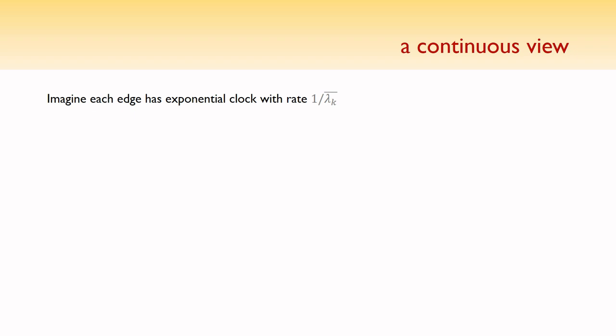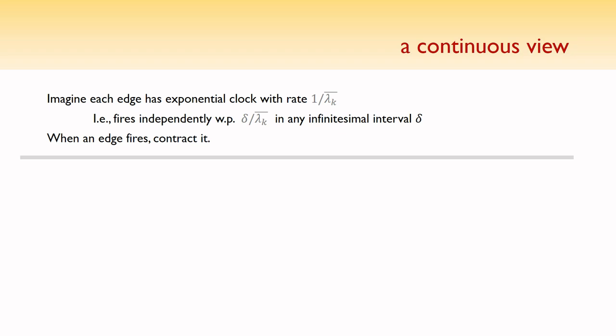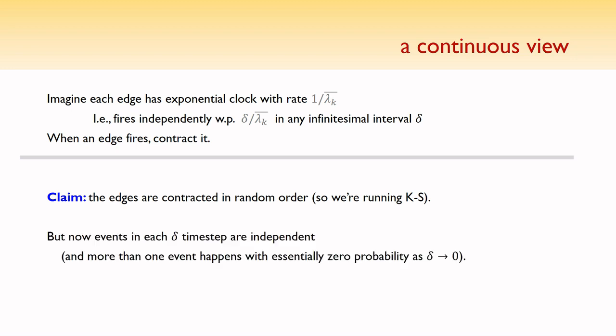Okay, so from now on, it'll be more useful to consider the Karger-Stein contraction algorithm from a more continuous perspective. Here, imagine each edge has its own independent exponential clock with rate 1 over lambda k bar. In other words, it fires independently with probability delta over lambda k bar, for each interval delta, where delta is a small number going to 0. When an edge fires, it is contracted. I claim this is just a reinterpretation of Karger-Stein, in the sense that the edges are contracted in random order. This should be clear. But the advantage is that for each time step, the events between the different edges are independent. So we can decouple the randomness between different edges, and consider each edge on its own. That is very useful for our analysis.